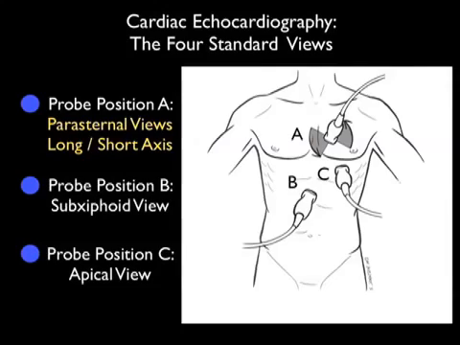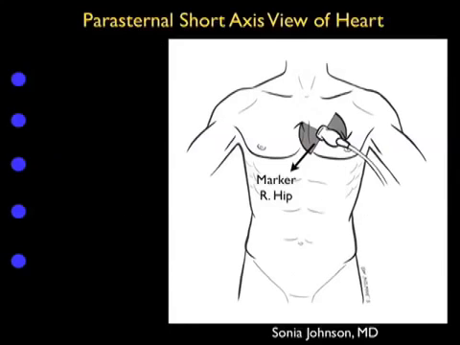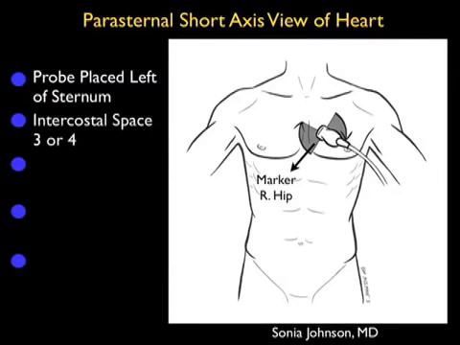Now, the parasternal short axis view of the heart can be very helpful in emergency care as it gives a great deal of information about the contractility of our patient's heart. So let's look now further into how to perform this examination. The probe will be placed just left of the sternum at about intercostal space 3 or 4, as shown in the pictorial here to the right.